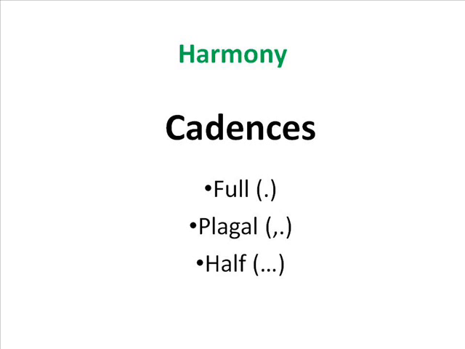A plagal cadence is less final. It is often called the amen cadence because of its use on amens at the ends of hymns. A half cadence does not end on the home chord. It's like an ellipsis, indicating that something else may be coming.